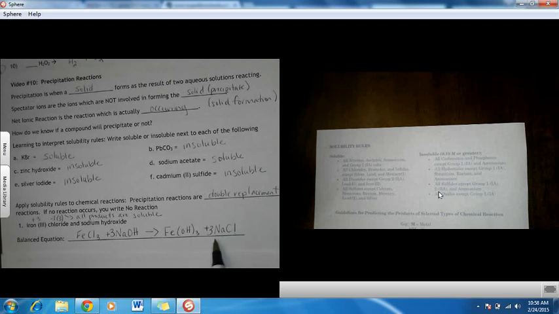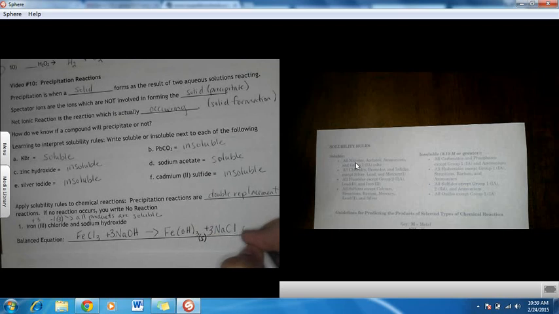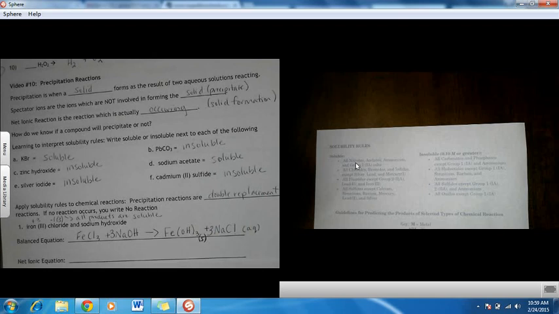Next, we have to determine which of these is our solid product. Alright, so we go back to our solubility rules. So iron 3 hydroxide. We come over here and we find our rule for hydroxides. All hydroxides are insoluble except for group 1, strontium, barium, and ammonium. Well, iron is not any of those. And so that would mean that iron hydroxide is going to be our precipitate. So it's going to be a solid, and we write the letter S next to it. Now, sodium chloride, sodium's group 1, and all group 1 compounds are soluble. And so if it's soluble, we write an AQ next to it. AQ stands for aqueous.